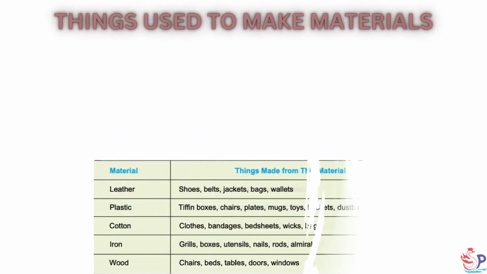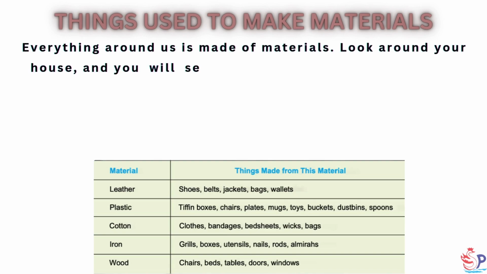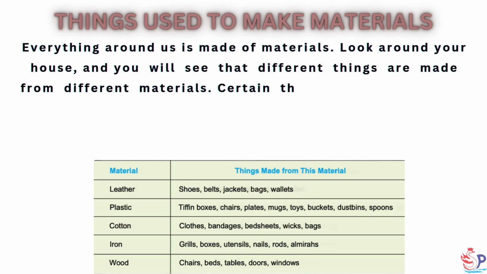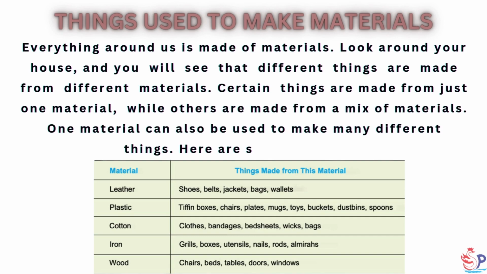Things used to make materials. Everything around us is made of materials. Look around your house, and you will see that different things are made from different materials. Certain things are made from just one material, while others are made from a mix of materials. One material can also be used to make many different things. Here are some examples.